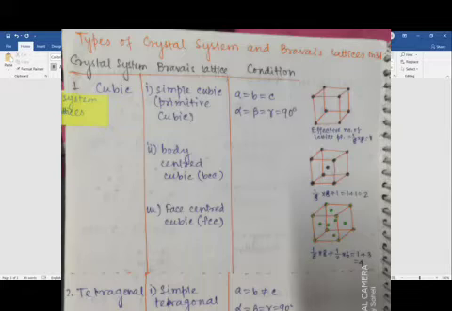The point which is at the face of any surface, like the side plane or the top, is shared with 2 cubes, one on each side. So 1 point is shared by 2, which means half of 1 is contributing to 1 cube. And there are 6 faces of a cube, so there are 6 lattice points on the faces. So it means half into 6. Previously I had 1, now half into 6 means 3. So the total effective number of lattice points will be 4.